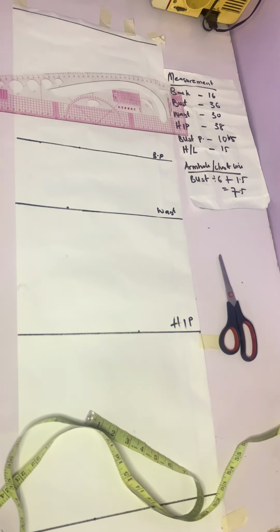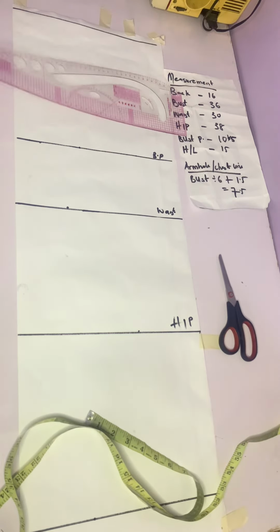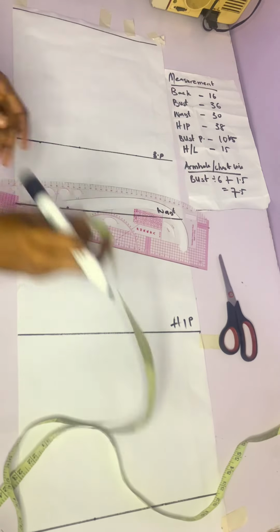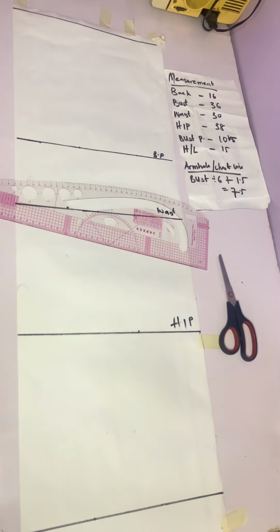So I have my measurements, my bust point, my waist, and my hip. I'm just going to take the shoulder measurement. The shoulder measurement I have is 16 inches. I'm going to divide the 16 inches by 2, which gives us 8. From the 8, we take in our neck depth. The standard measurement for the neck is 3 inches.